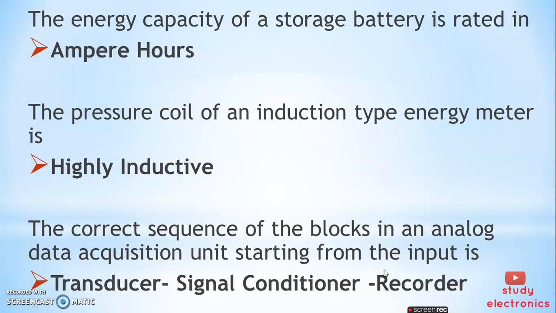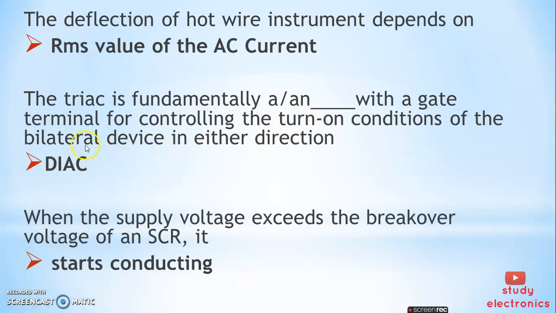Next, the deflection of hot wire instrument depends on RMS value of the AC current. So, the deflection of hot wire instrument depends on RMS value of the AC current. Next, the triac is fundamentally a dash with a gate terminal for controlling the turn-on condition of the bilateral device in either condition. So, triac is a diac with gate terminal. Okay. So, diac has 2 terminals, triac has 3 terminals including the gate.